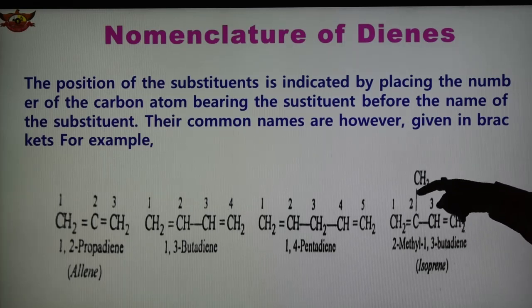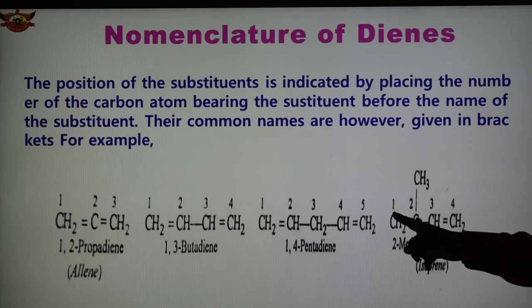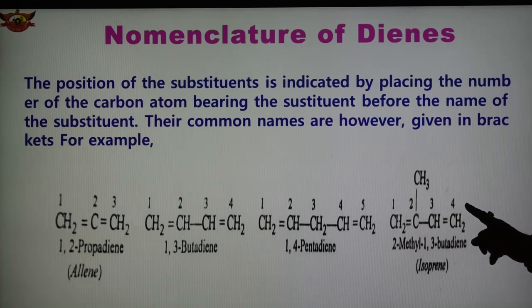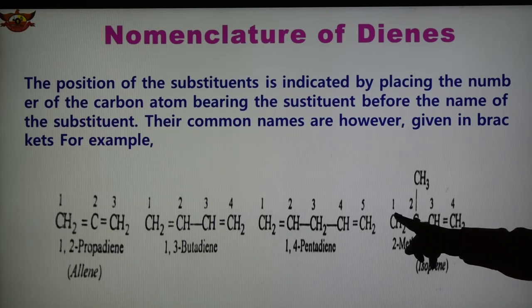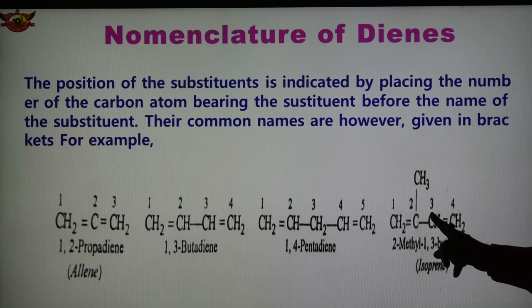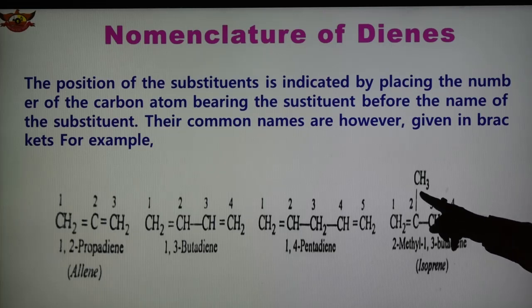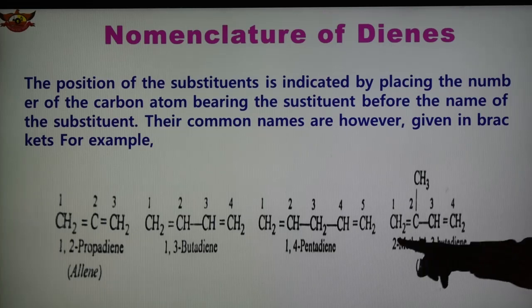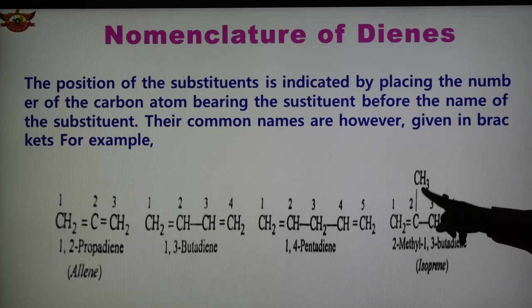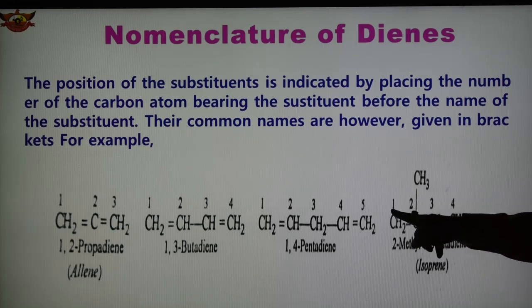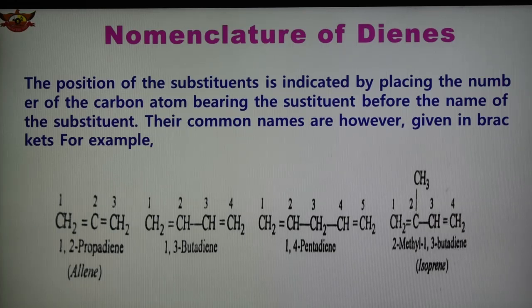And one more example where there is a substituent in the chain. This methyl is a substituent on carbon 2. Total 4 carbons are there in the chain, 1, 2, 3, 4, and the double bonds are at carbon 1 and carbon 3, so 1,3-butadiene, but we have to write the methyl first. Carbon 2 has the methyl, so 2-methyl-1,3-butadiene, and this compound is also known as isoprene. The common name of this compound is isoprene. So this is the nomenclature of the dienes.